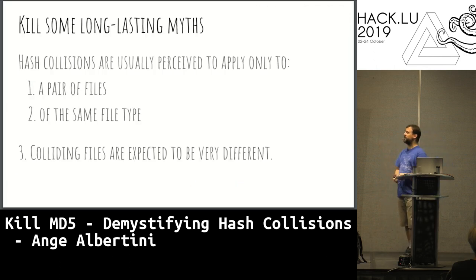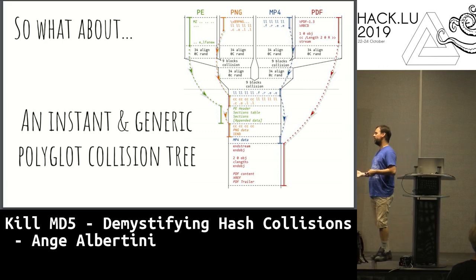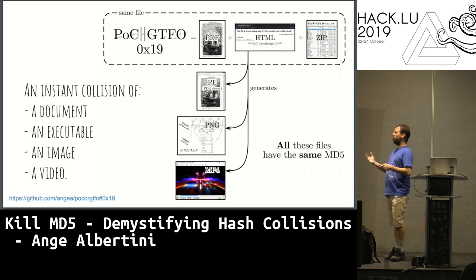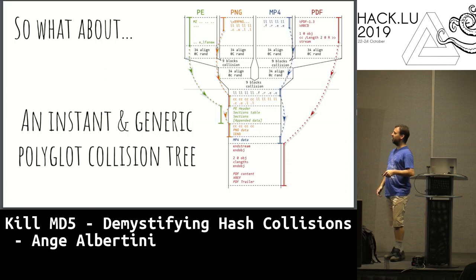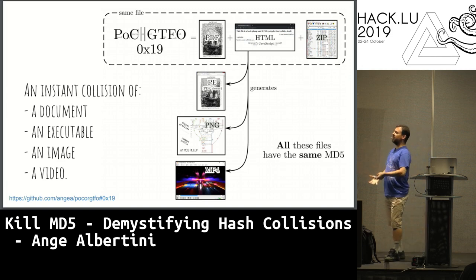Another thing I saw with hash collisions is that all hash collisions so far were always applying only to a pair of files, only two files, of the same file type, and the colliding files are expected to be very different. Well, I had some fun, and I'm not sure if you're familiar with PoC or GTFO, but what about an instant and generic polyglot collision tree of several file types? PoC or GTFO 19 was indeed a PDF, which is also a PDF viewer so that it can view itself, a PNG showing the diagram of the collision, and a video showing a near collision. So you have an instant collision of a document, an executable, an image, and a video just with MD5.